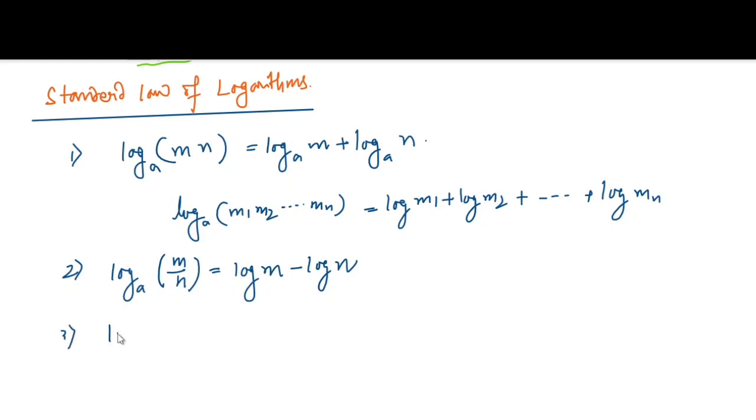Number 3, log m to the power n, is a very important formula. Log m to the power n equals n log m. That means you can see this n is the index of the value inside the logarithm. Now it can be shifted to the left side of the logarithm, that is, n is multiplied with the logarithm. But don't write n on the right here, because we need to write the n on the left-hand side so that it represents that n is multiplied with the logarithm.